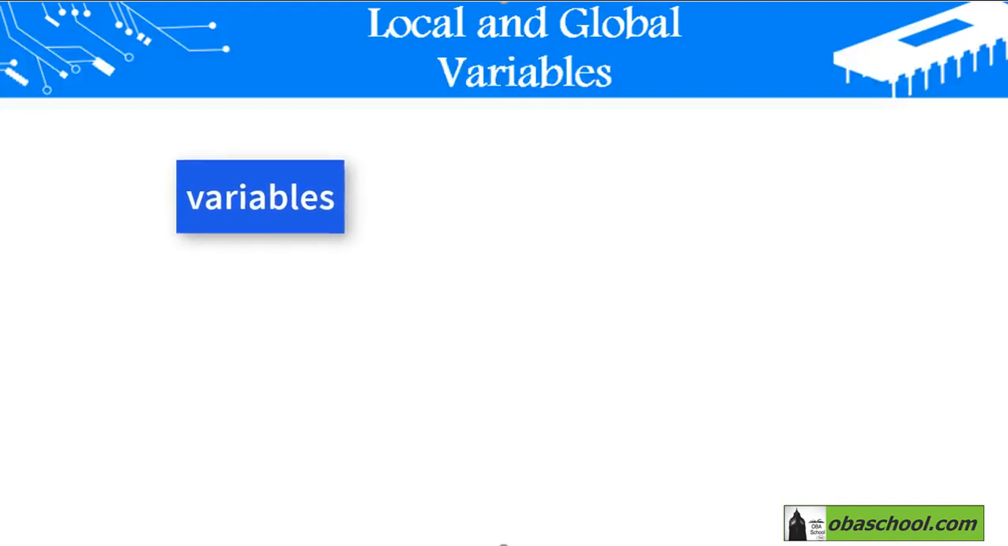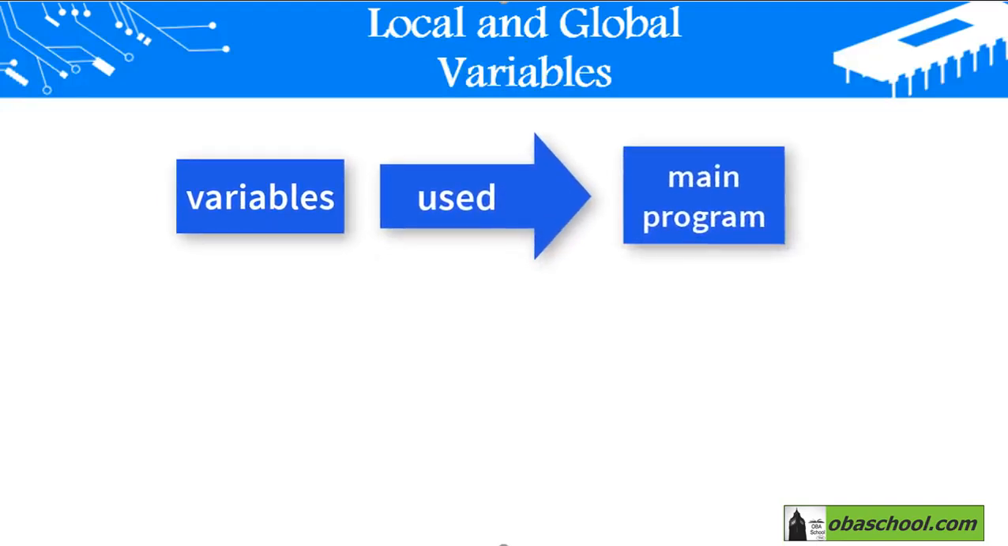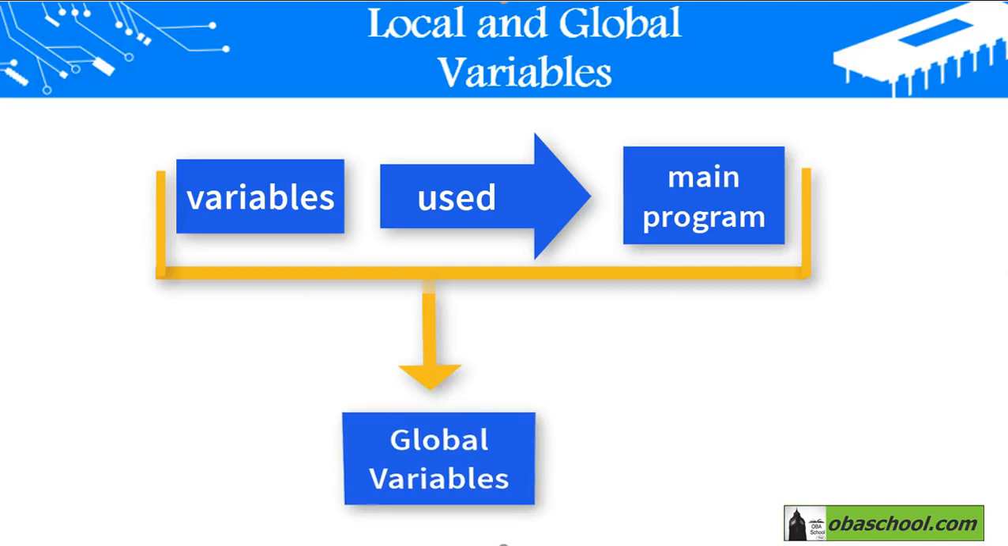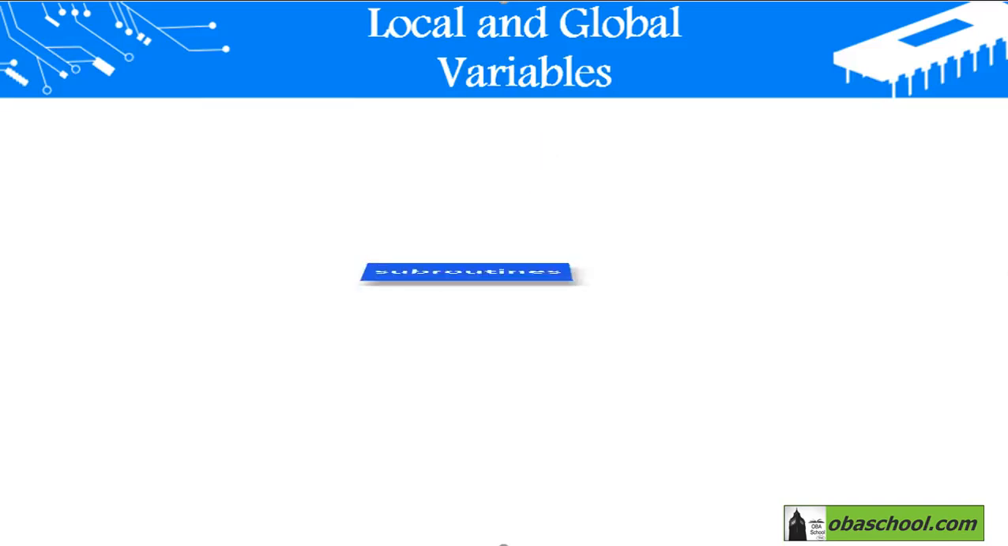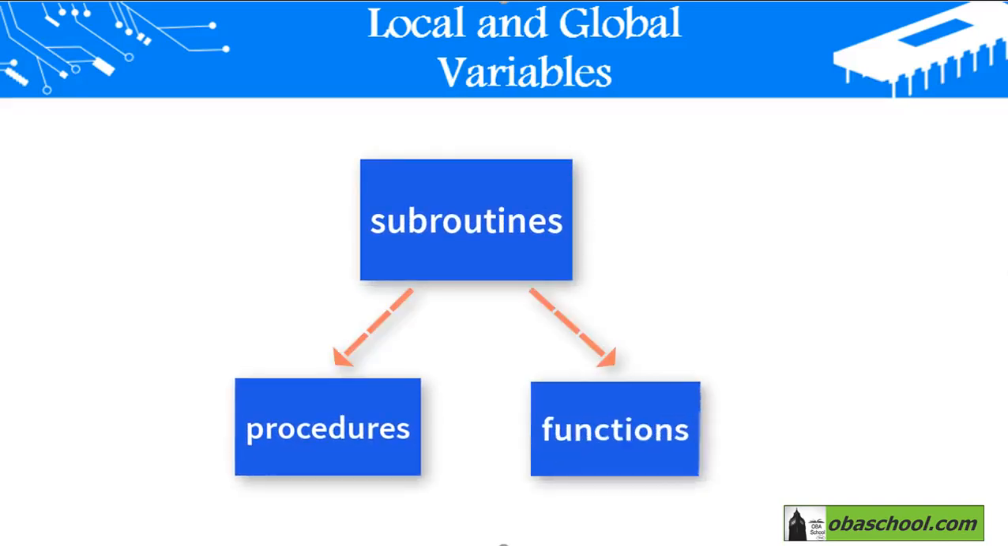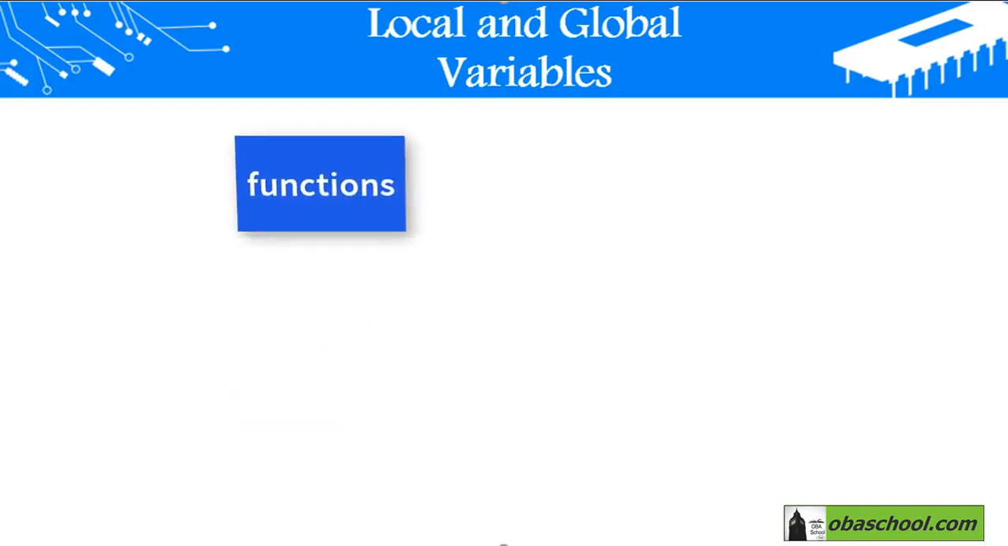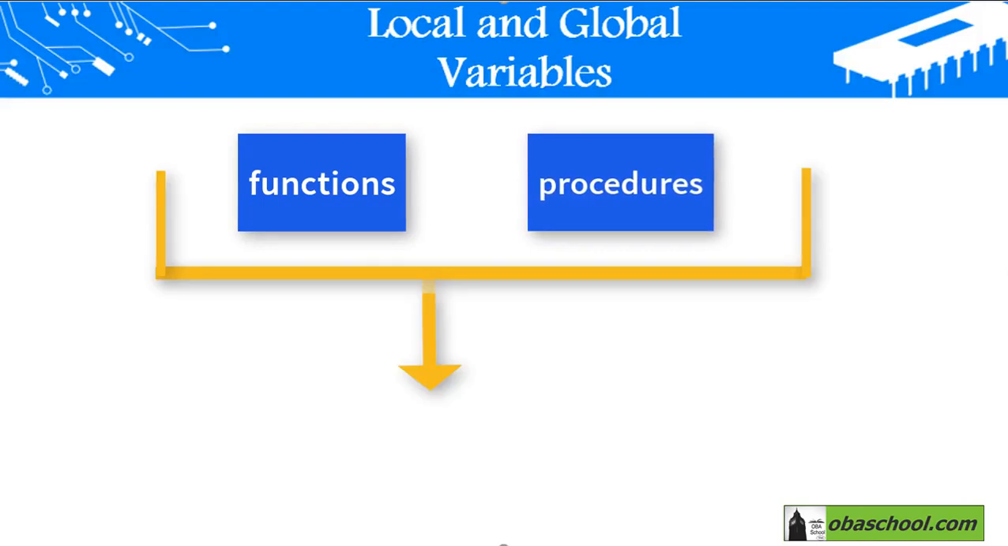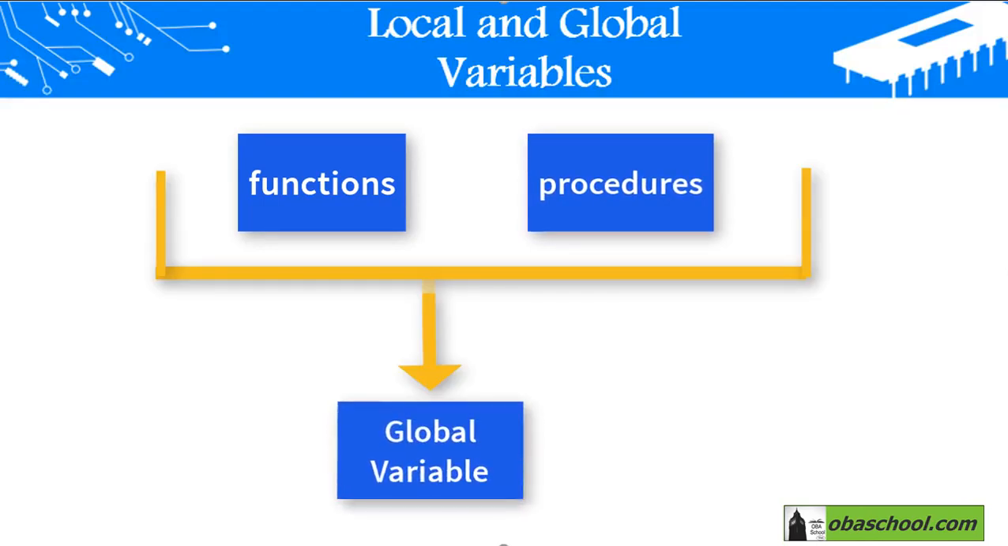Variables declared or used in the main program are known as global variables, and they will be recognized throughout the program and any subroutines that it calls. The subroutines are the procedures and functions. So when we call the function or the procedure in the program, we use the global variable that is found in the function or the procedure.